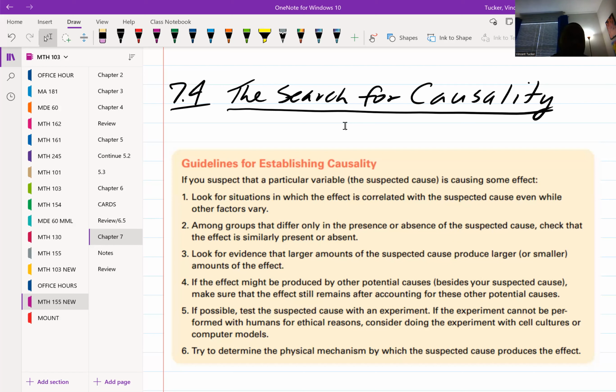Five, if possible, test the suspected cause with an experiment. If the experiment cannot be performed with humans for ethical reasons, consider doing the experiment with cell cultures or computer models. And then six, try to determine the physical mechanism by which the suspected cause produces the effect.